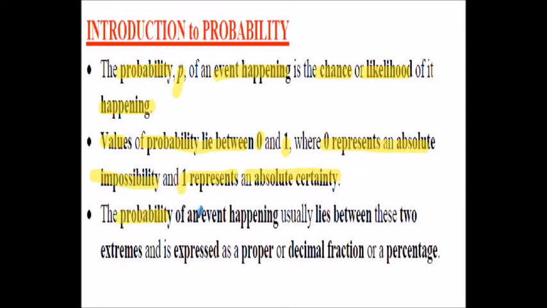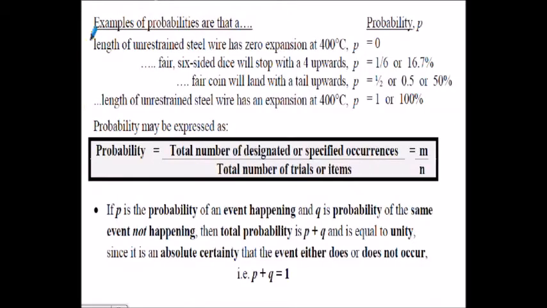The probability of an event happening usually lies between these two extreme values, and is expressed as a proper or decimal fraction, or as a percentage. And we'll be using all three expressions in the work we're going to look at. So some examples of probabilities.